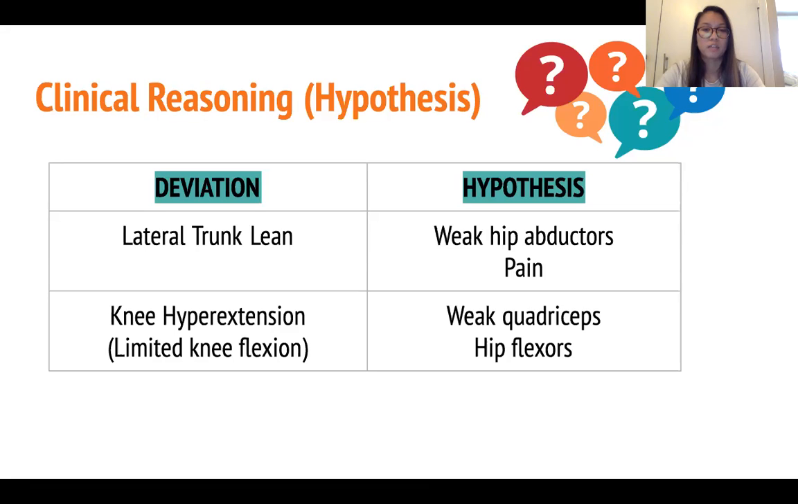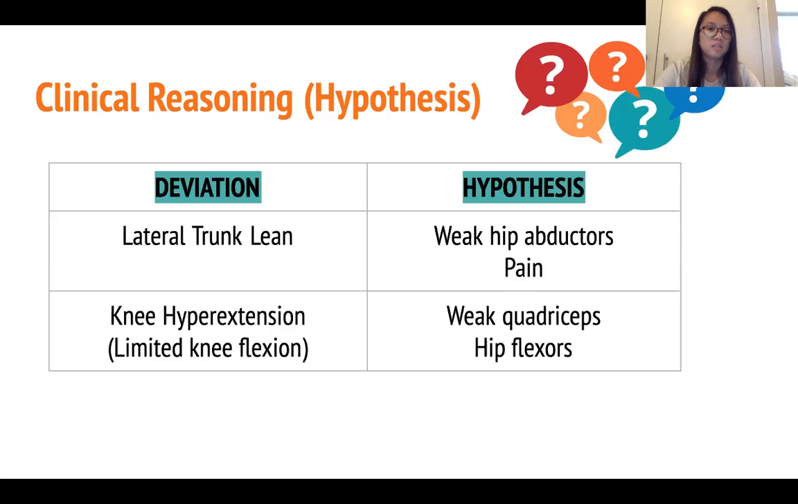abductors have to counteract. So for pain, again, this could also be due to pain by leaning the trunk over to the left. This decreases the amount of compressive forces acting at the hip, and this could be seen for people with osteoarthritis or RA.